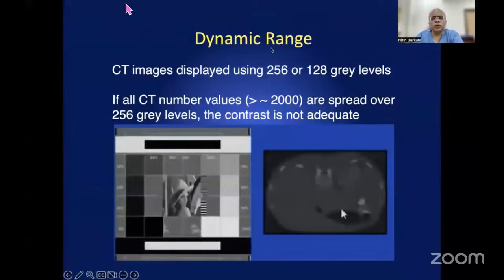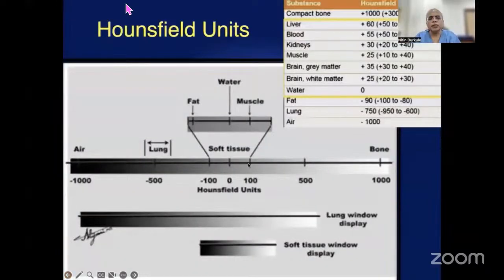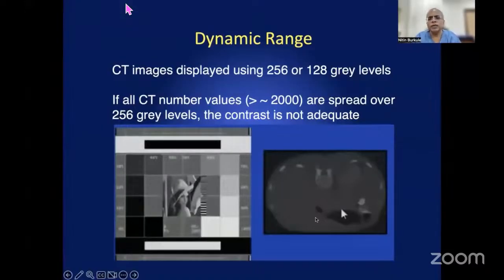Now the thing is, we have to also consider the dynamic range, because you are collecting so many Hounsfield unit data from this cross section. If you spread that entire Hounsfield unit scale from minus 1000 to plus 1000, that means 2000 values over 256 or 128 gray levels, then you will hardly have any contrast in the image, for the simple reason that, as we saw in the previous slide, most of your soft tissue is between minus 100 to plus 100. So there will be hardly any discernible difference between the heart, the liver, and the muscles, and so on.